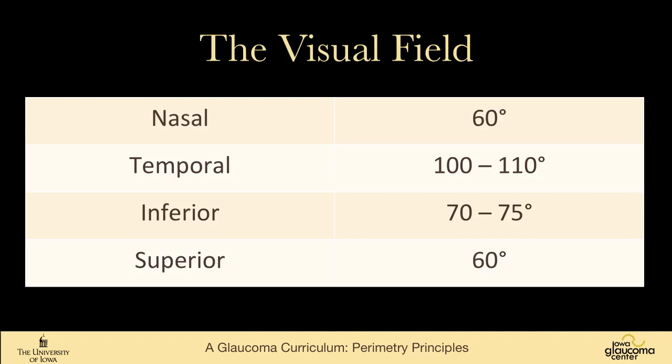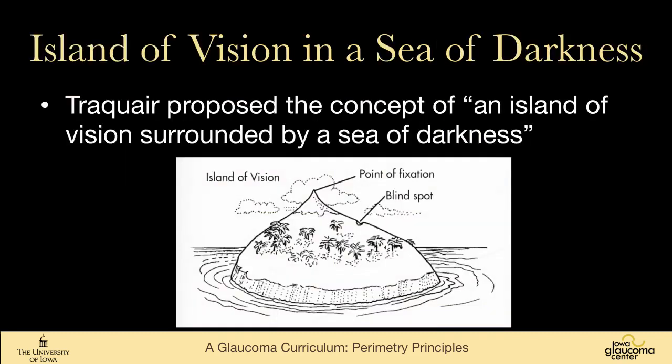The visual field is widest temporally, and there's less visual field above, nasally, and below, mostly because of structures of the face like the nose that block the visual field, but the field is widest temporally. And if you think about the field like an island of vision surrounded by a sea of darkness, it actually is a helpful way to imagine what perimetry is trying to do.